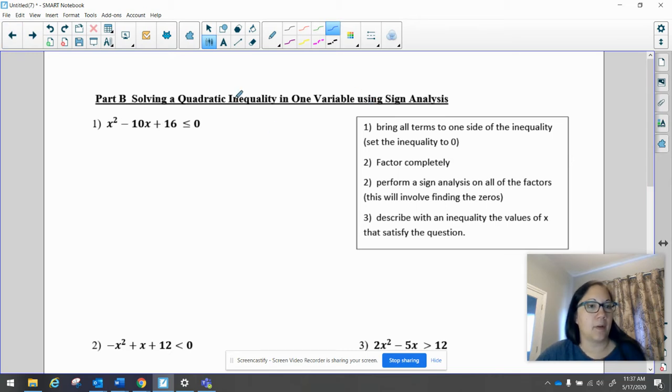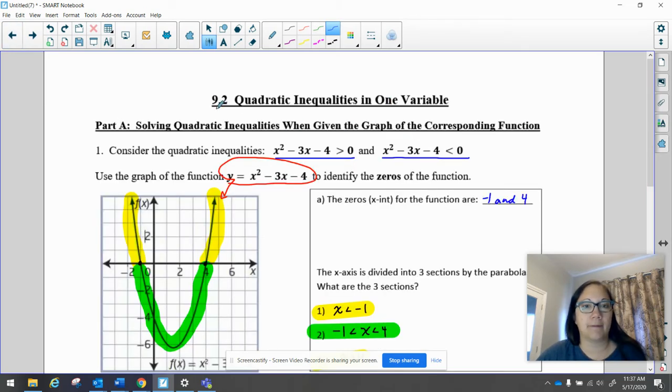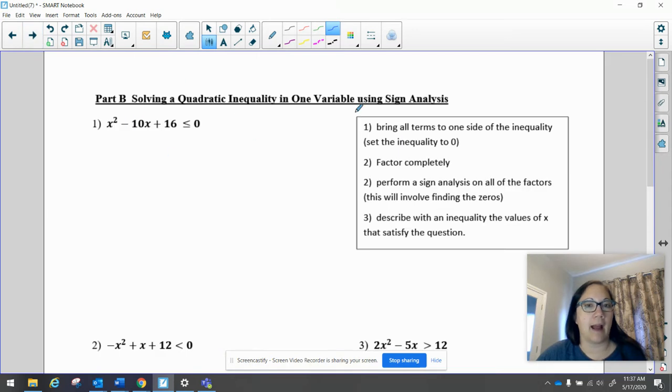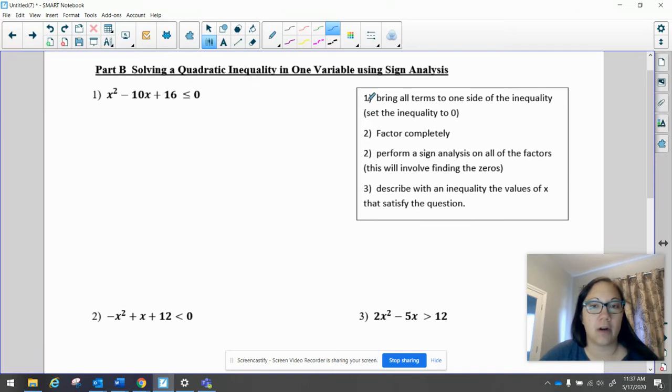So part A was good if you have a graph, okay? But if we don't have a graph, then we have to either use sign analysis or roots and test points to come up with our solutions. So there are some hints over to the side here. Let's just read them quickly.